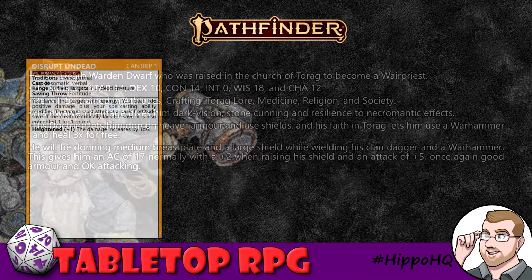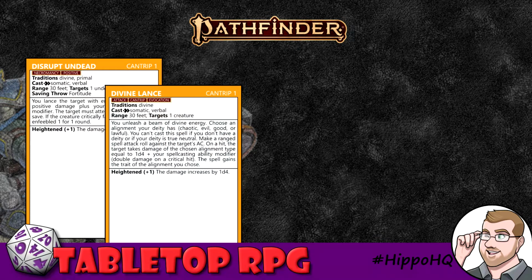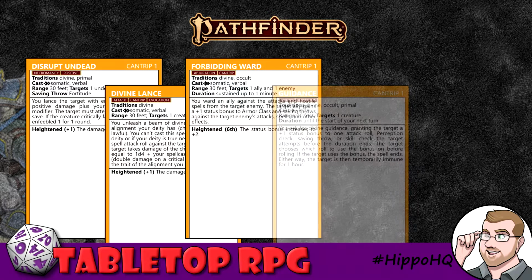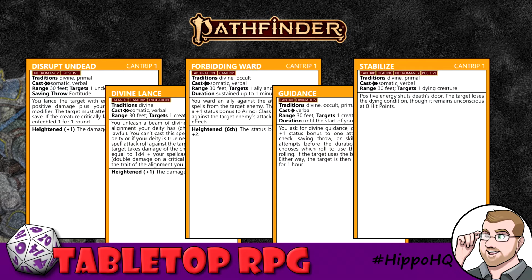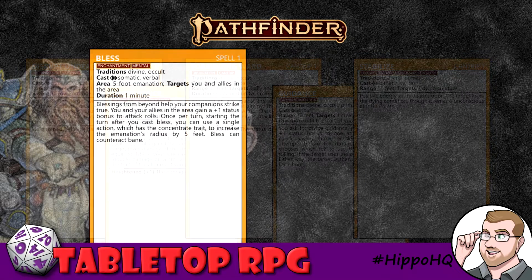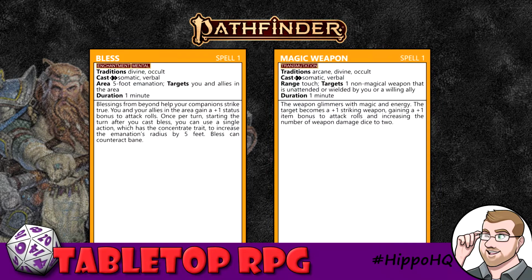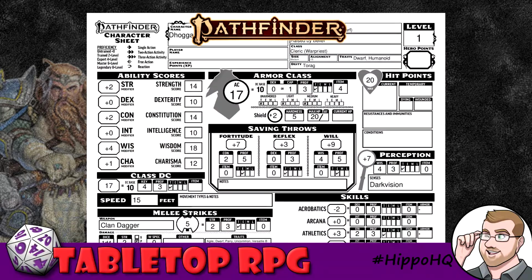His spell choices will be, for his cantrips, Disrupt Undead, damage undead with positive energy, Divine Lance, throw divine energy based on Torag's damage. He can either choose lawful or good. Forbidden Ward, protect an ally against one specific enemy. Guidance, divine guidance to improve one roll. And Stabilize, a target dying creature loses the dying trait. His level 1 spells will be Bless, strengthen allies' attacks in an aura around you, and Magic Weapon, making a weapon temporarily magic. His Divine Font will give him 3 lots of healing per day.